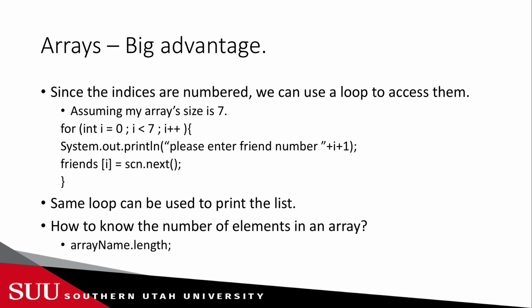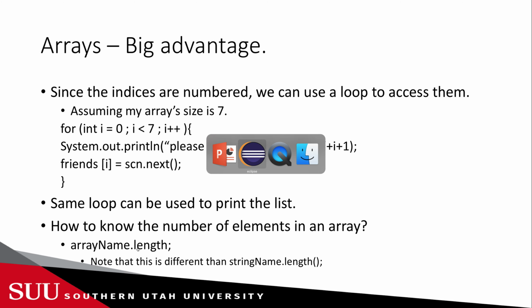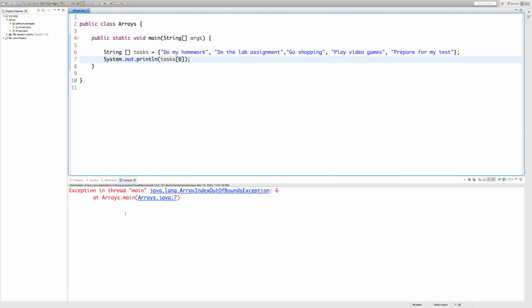Now keep in mind, when we talked about strings, we also have seen length, but in strings length is a method, so we had to have parentheses. Now this is a common mistake where people put parentheses when they are trying to get the length of the array, and this is an error. So you will have to provide it without any parentheses. So let's go back and try to use a loop to print all of our friends.